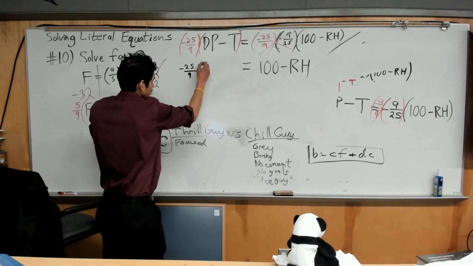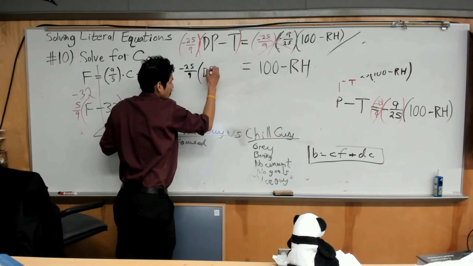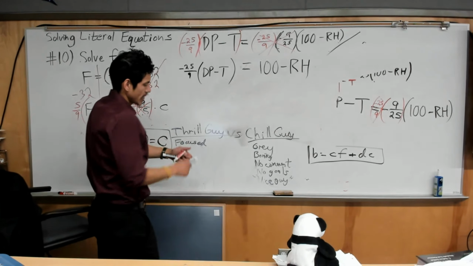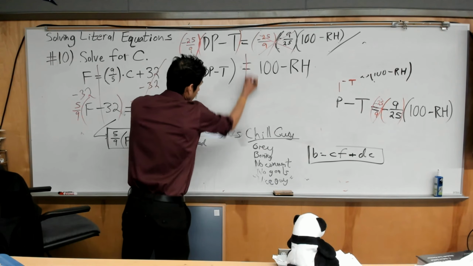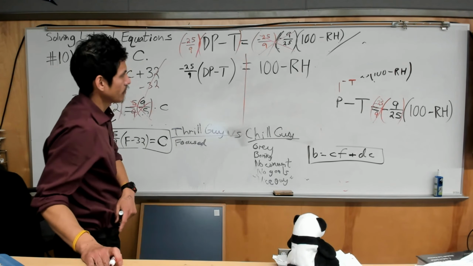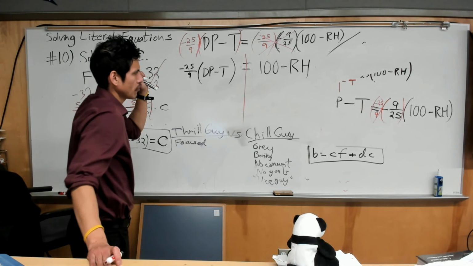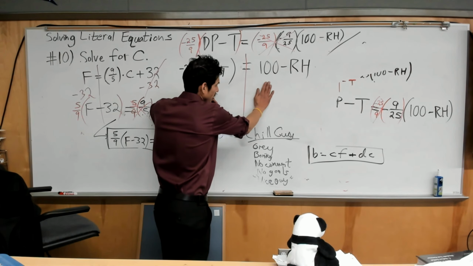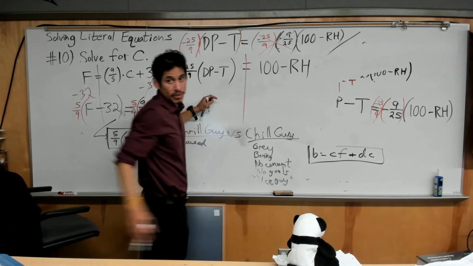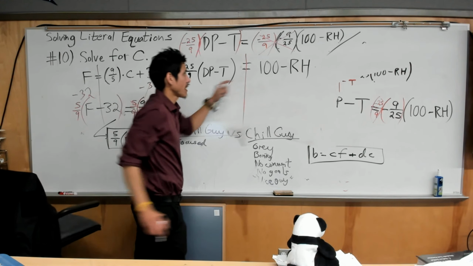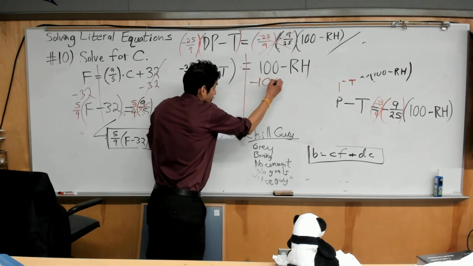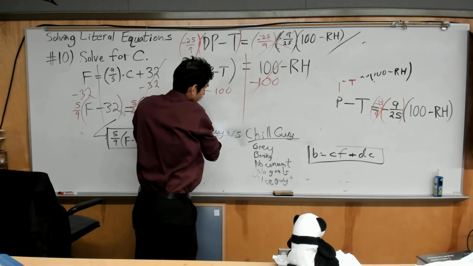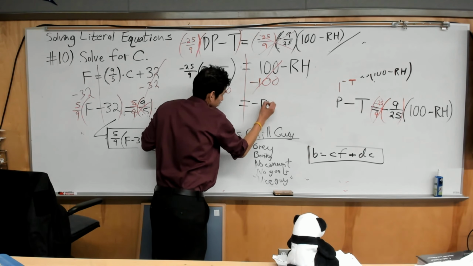I'm just going to change the color on that. dp minus t, and the equal sign is right here, so we're going to make our divider line there. We just really have one more step, two kind of, but really just one main one. We've got to get rid of this 100 because we're solving for RH. So to get rid of the 100, we subtract it, the minus 100 from each side. This will cancel. So on the right, we have negative RH.